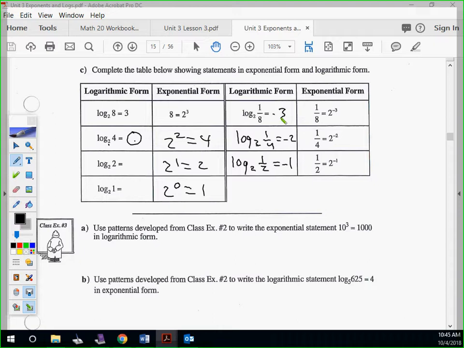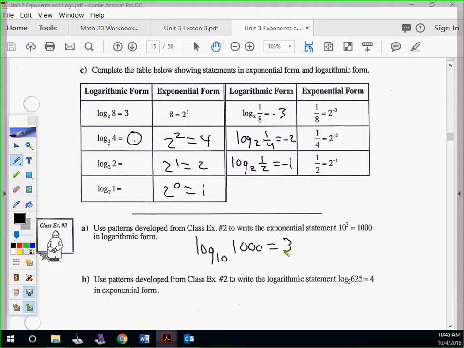Okay, use patterns developed from the class examples to write the exponential 10 cubed equals 1,000 in log form. That would be log base 10 of 1,000 equals 3. That one you can put in your calculator, Aiden. If you put log 1,000 in your calculator, it'll kick out a 3, because your calculator automatically goes to base 10. You say you could change your calculator's base? You can, or you can just use the change of base formula that does it for you. It's not too hard.